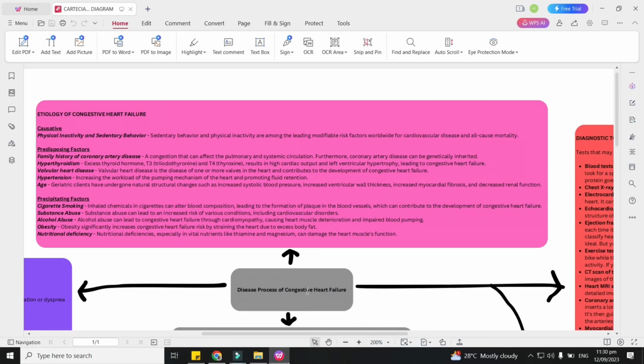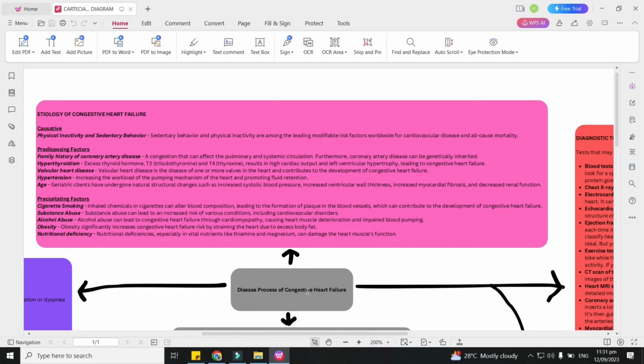As a background, predisposing factors are the factors or events that exist prior to the onset of a particular outcome. For example, here, the first predisposing factor is family history of coronary artery disease, or the genetic side. This congestion can affect the pulmonary and systemic circulation, and furthermore, coronary artery disease can be genetically inherited, of course.